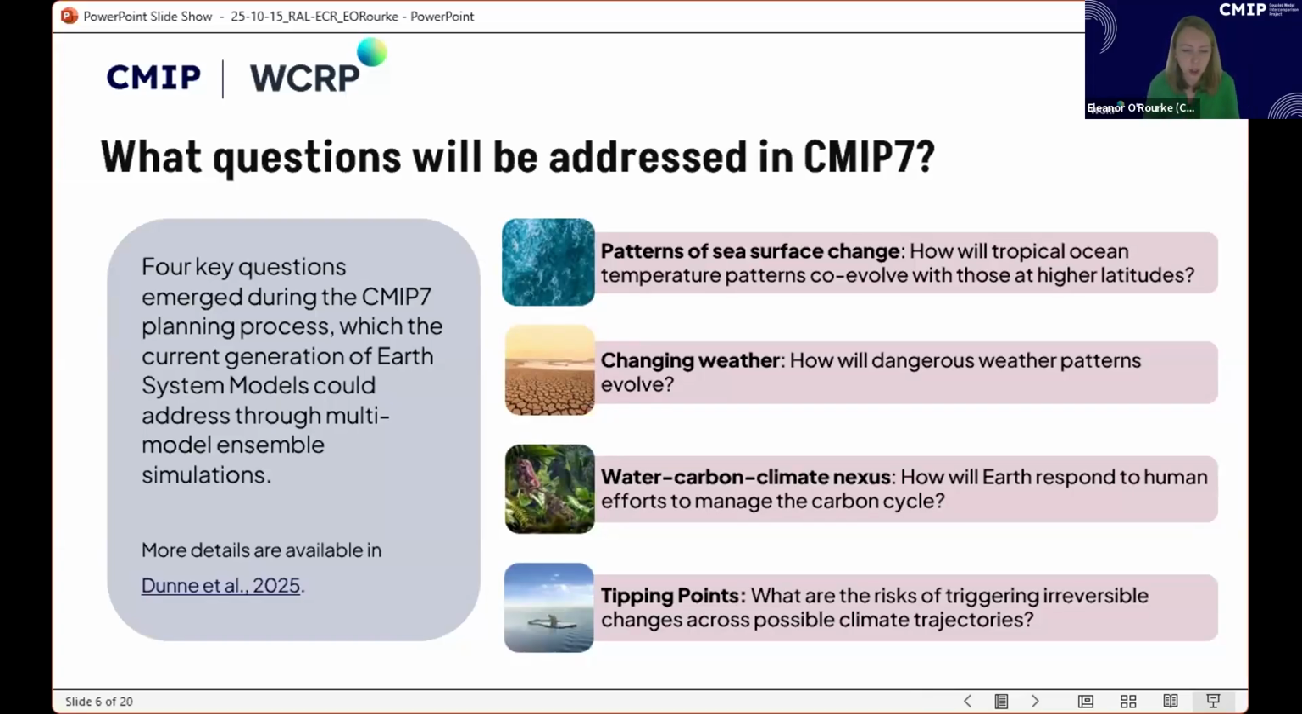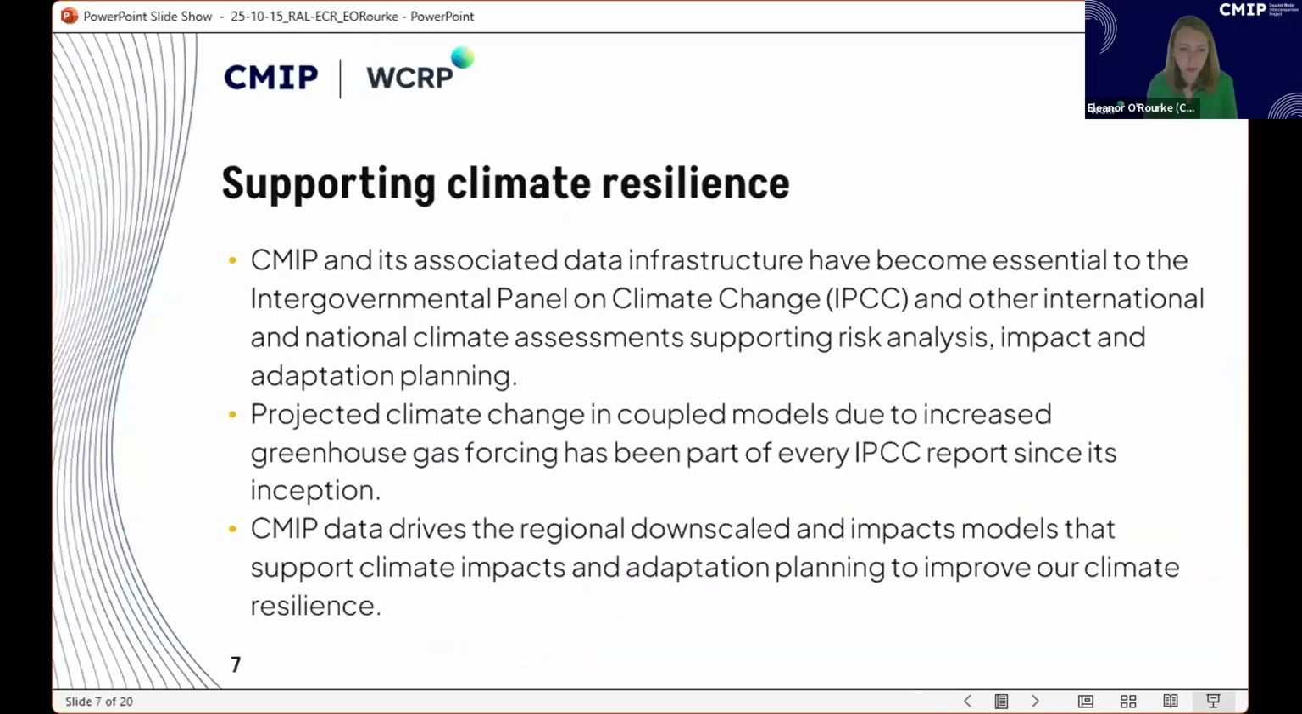So that's things like the AMOC, the overturning circulation in the Atlantic, or the Amazon drying out completely. So these are really important topics to address. So how do we support climate resilience and informing policy?